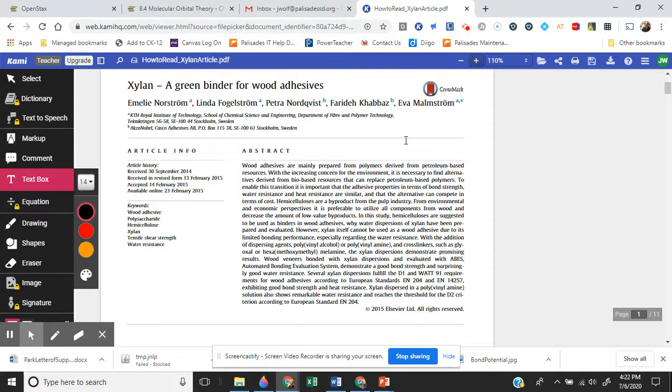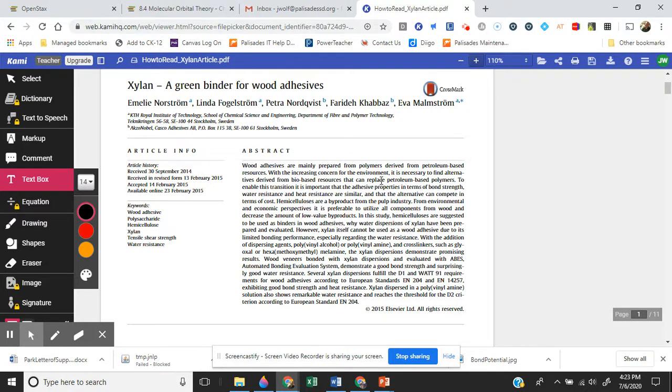So I'm going to leave that sentence as it is because I think I can do it. Adhesives, like that's a glue, right? Mainly prepared from polymers. Those are things that are made from more than one molecule stuck together, right? Derived from petroleum-based, so they're oil-based resources. So we move on to the second sentence. With an increasing concern for the environment, it is necessary to find alternatives derived from bio-based resources that can replace petroleum-based polymers. So I think I understand all those words.